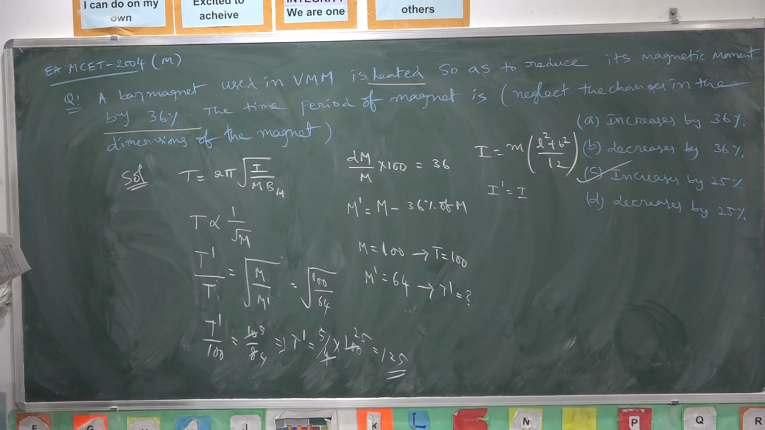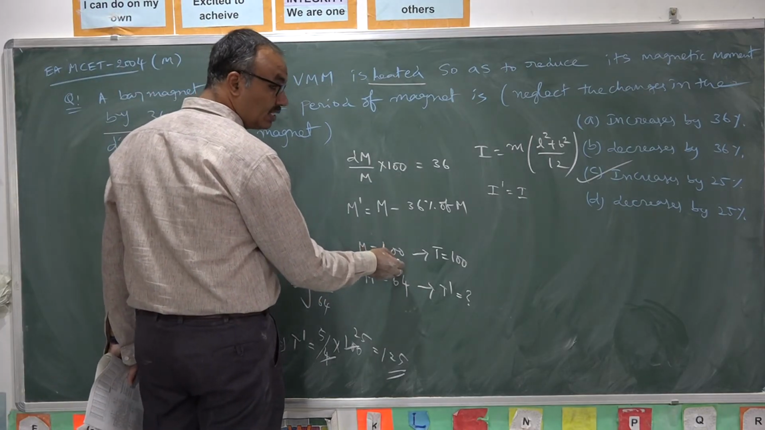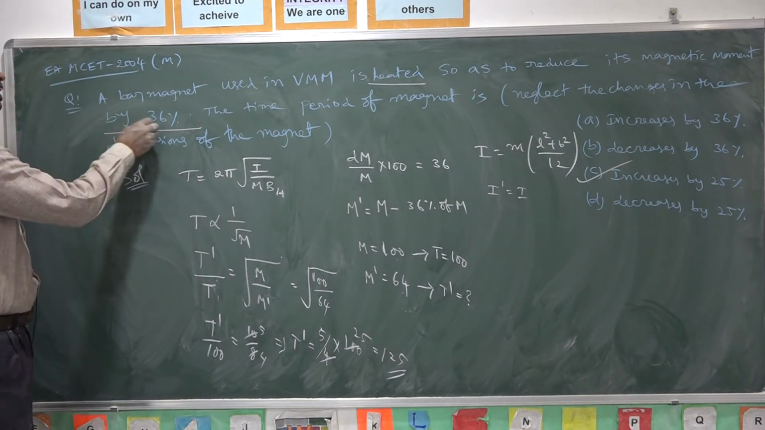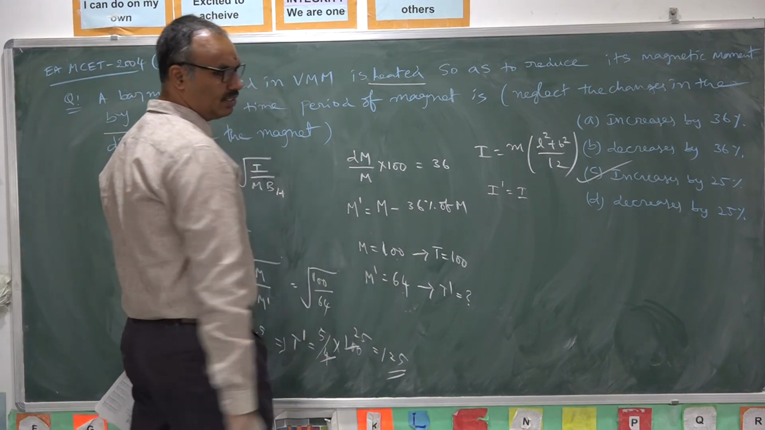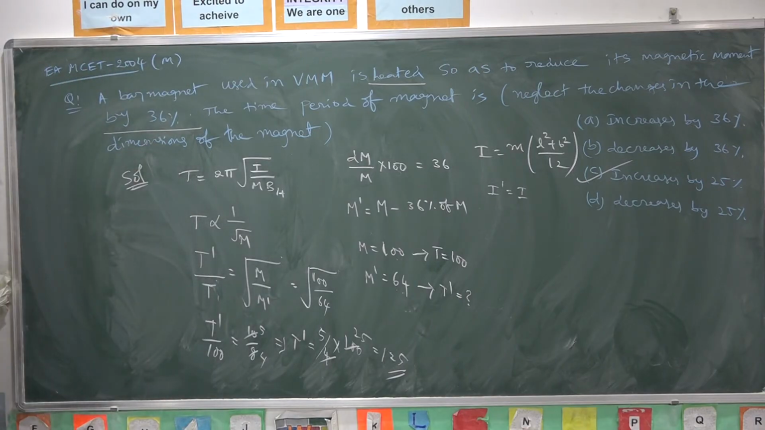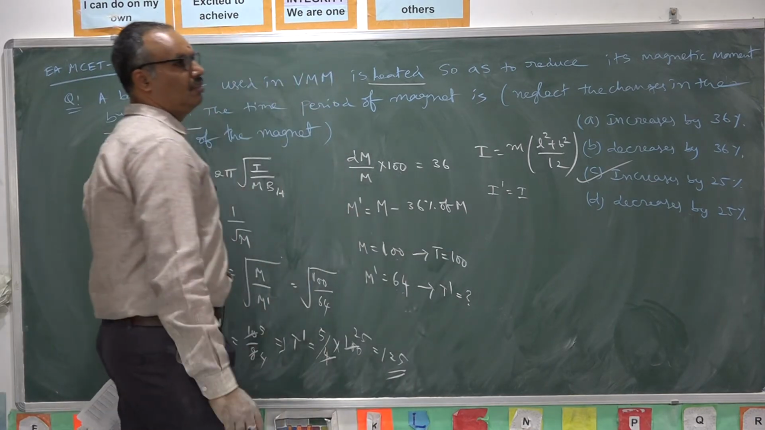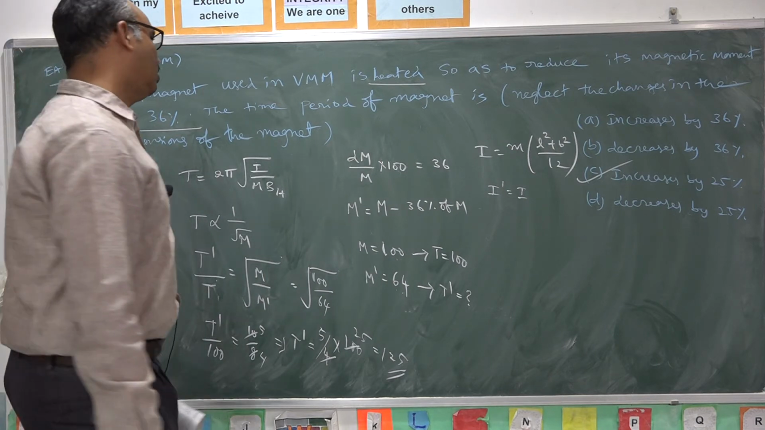While solving these percentage problems, we should follow a procedure. The procedure is: initial magnetic moment, let me take as 100. Final magnetic moment is 64. How do you know? Decreased by 36%. If it is decreased by 36, the final magnetic moment is 100 minus 36, which is 64. So by taking 100 as the initial value, if we are able to calculate the final values, you will get the solution very simply.